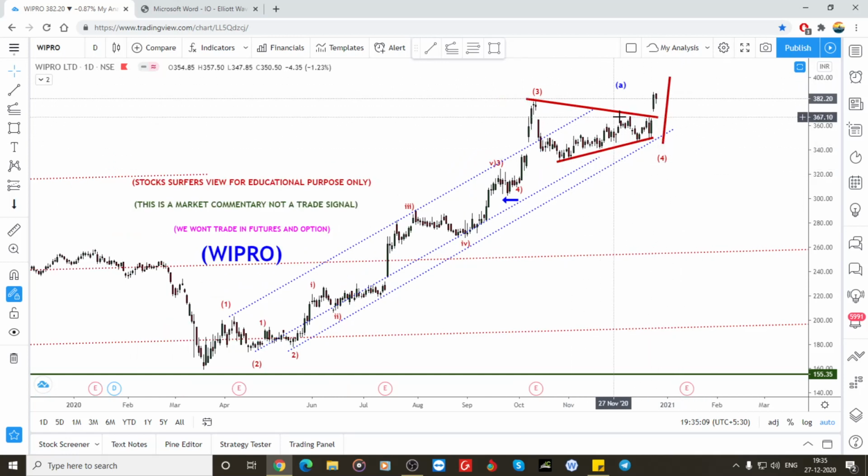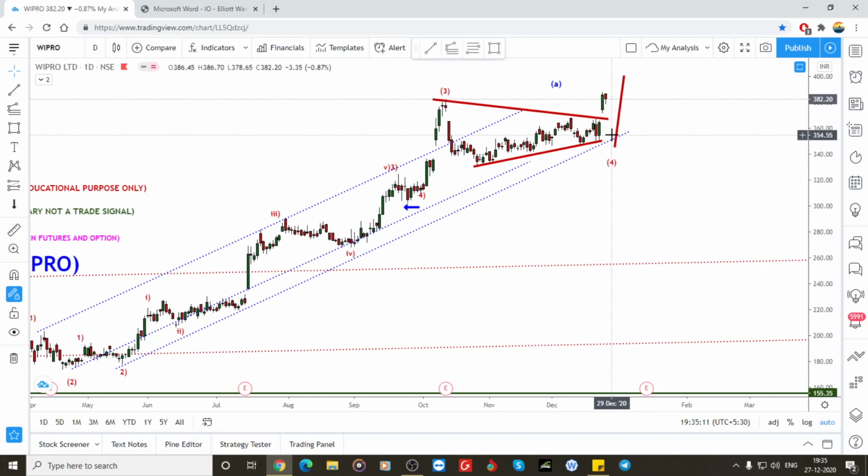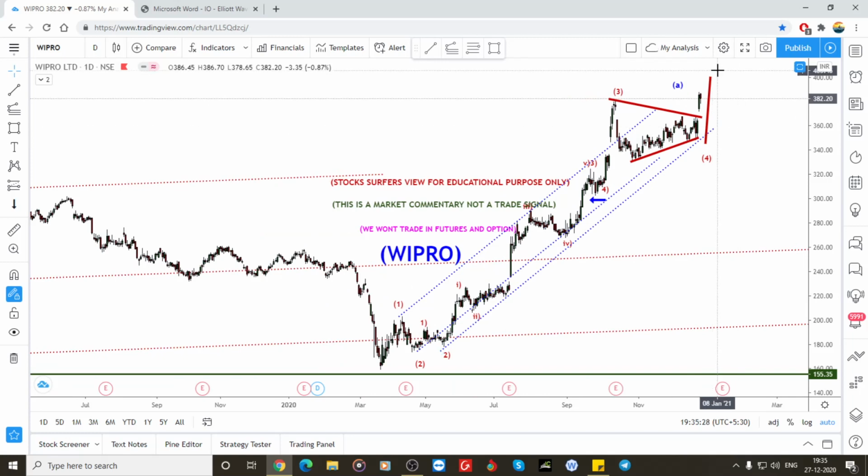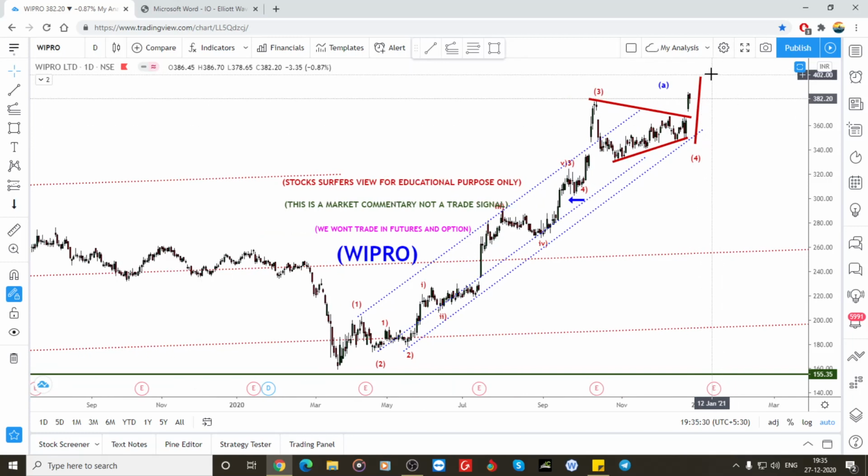It's not looking like a triangle, but it is valid for the triangle. So A, B, C, D, E. And it has already broken the high also. So whether it is going to make the fifth wave impulsively, or it could be A, B, C, B, and then again it may fall for the C of 350 zone, and again it will reach that target for the 400 zone or 410 for the fifth wave.